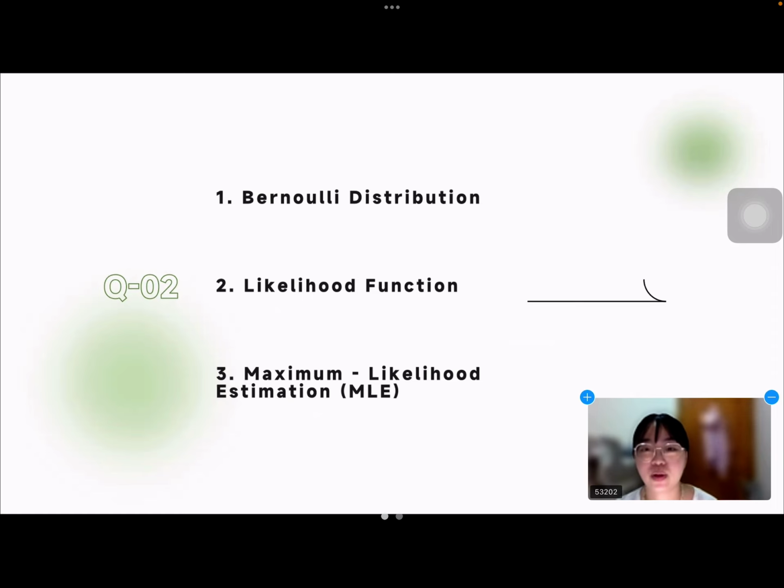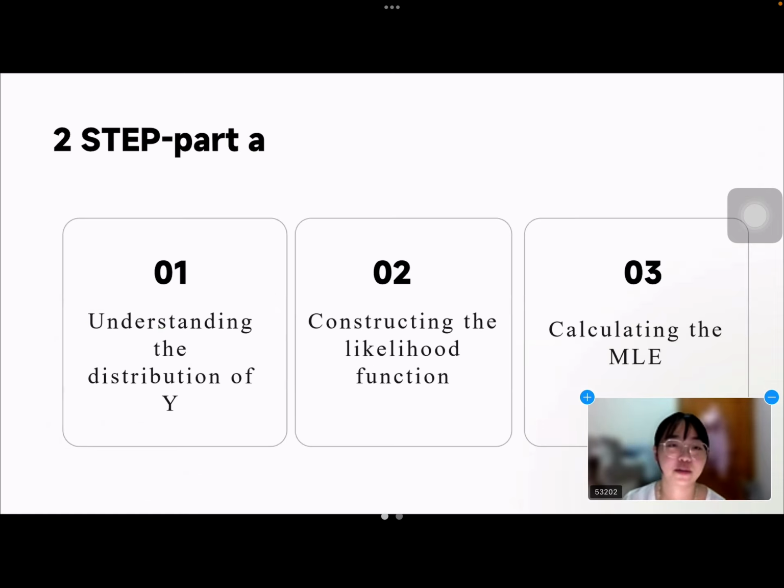So let's look at part A. In this part, we need to find the likelihood function and calculate the MLE. Before all of this, what we need to do is to understand the distribution of y.